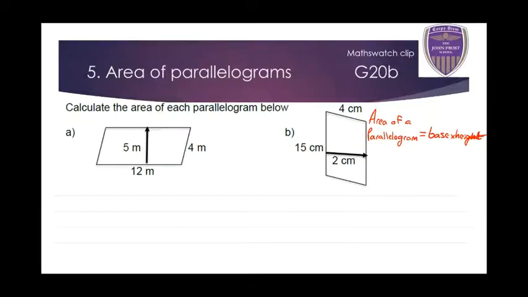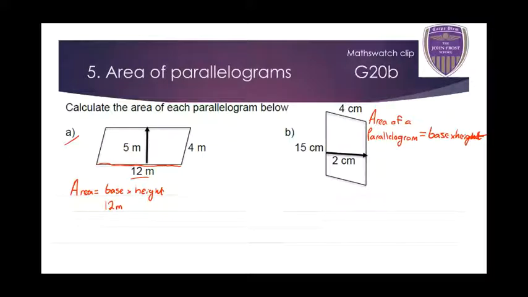Okay, now the trick in these questions, even though the formula is quite simple, base times height, the trick in this question is making sure you correctly identify what is the base and what is the height. Okay, so let's have a look at the first one. So we've got question A here. So remember, area equals base times height. Okay, now in this question, the base is easy. We've got a nice straight line going here, so we can see the base of this shape is 12 meters. Okay, nice and easy.